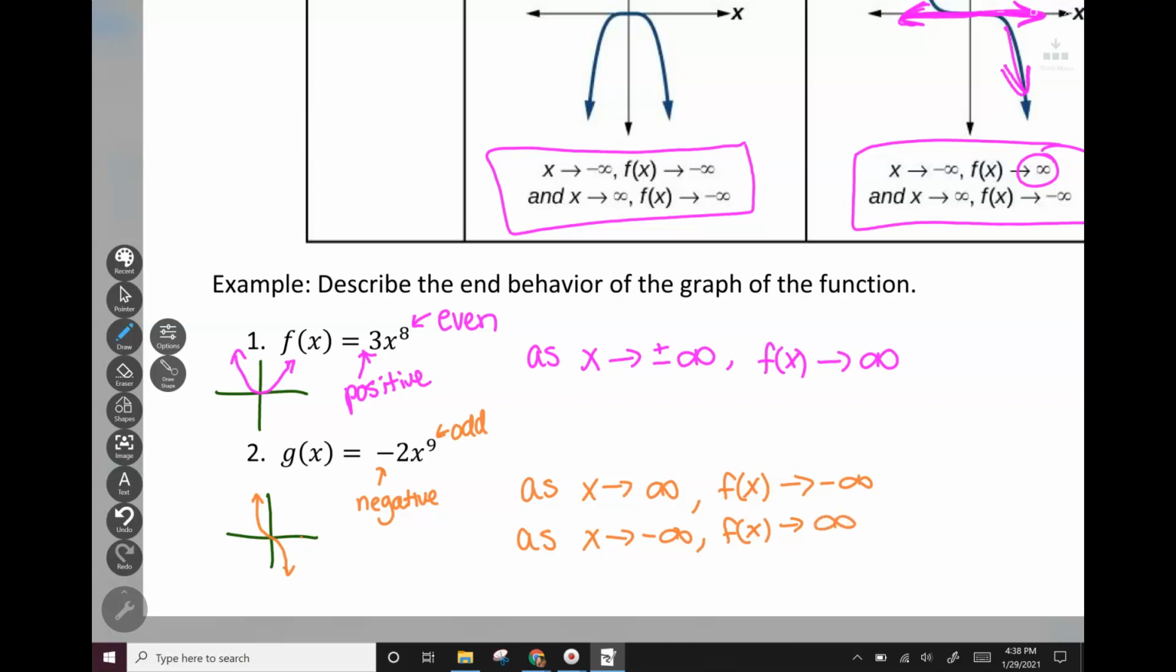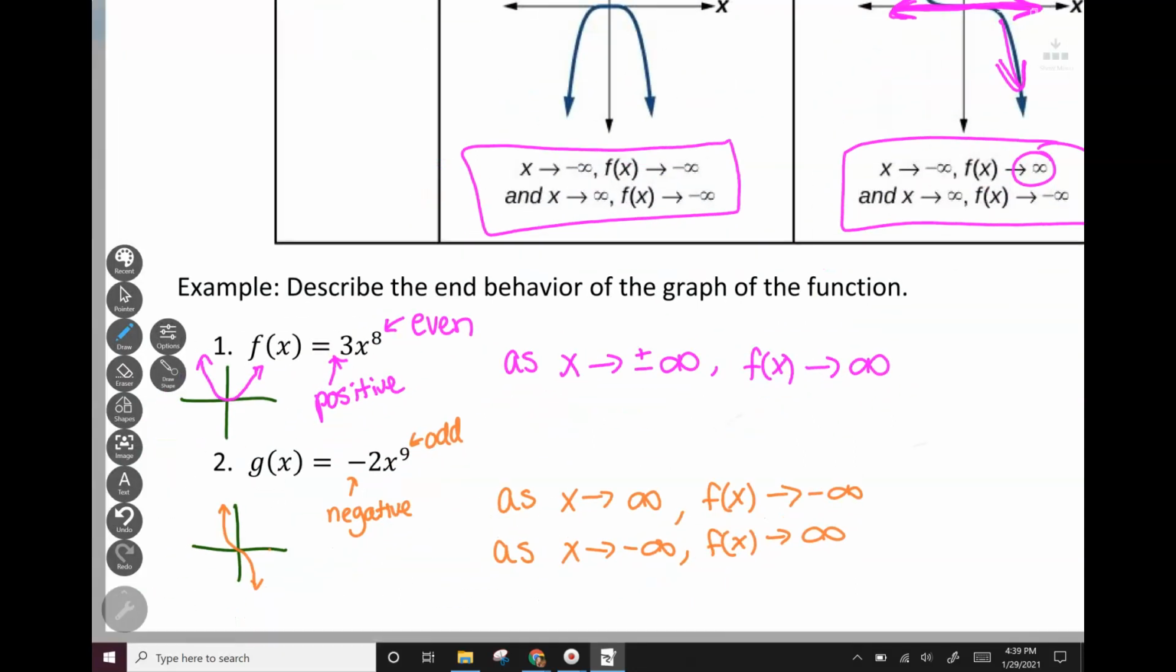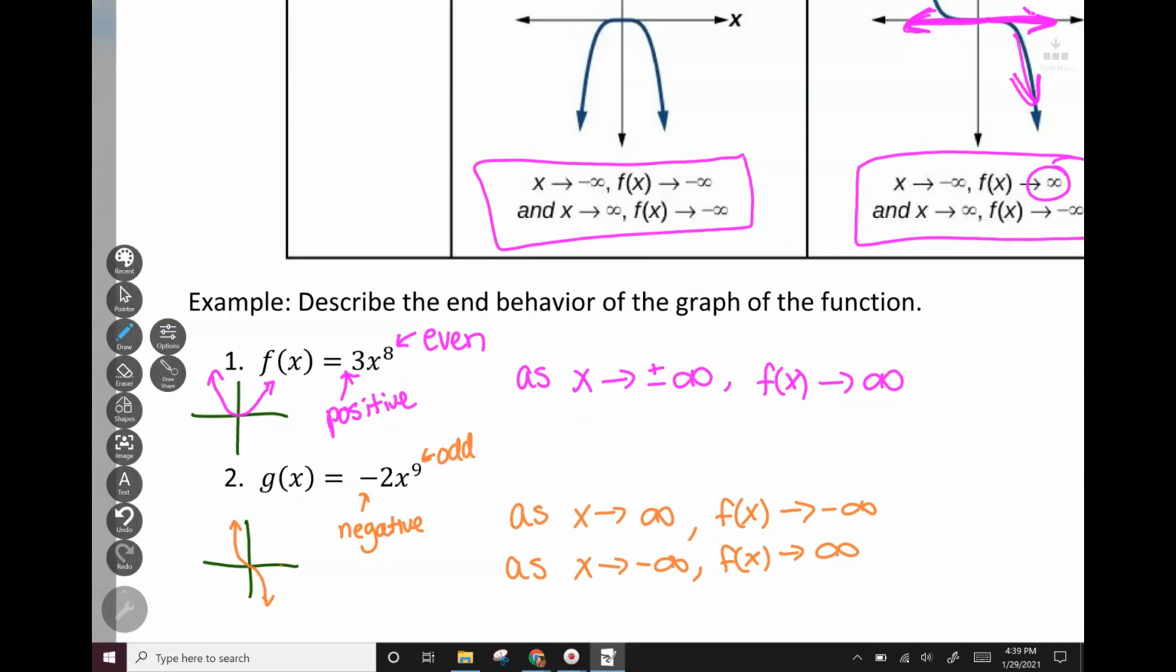And that's how you describe end behaviors for graphs. And not just power functions, that's any function at all. That's how you can describe end behaviors. What's the graph doing as x gets really large or really small? All right, so that's it for part 1. We will continue these in part 2.